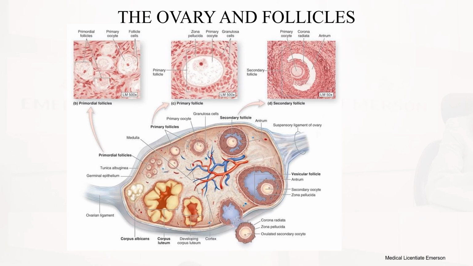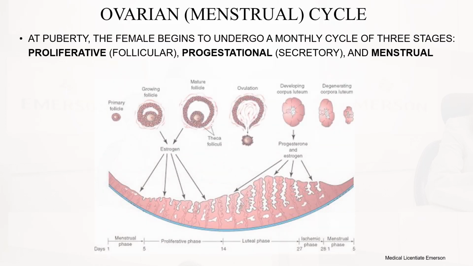Then let's go to the ovary and the follicle. This is the ovary which we are seeing here, and these are follicles, but of course, we are going to explain this. At puberty, the female begins to undergo a monthly cycle of three stages. You have the proliferative, which is the follicular phase. Then you have the progestational, also known as the luteal phase or the secretory phase. Then you have the menstrual phase.